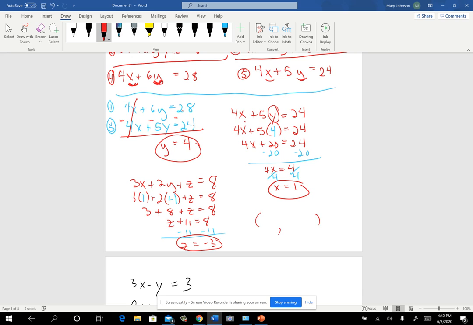Now you don't just circle those. When you go to MyMathLab, it's going to want the point in common to all 3 lines. And so it's an x of 1, a y of 4, and a z of -3.